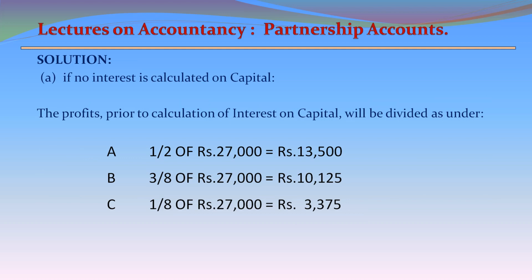Solution: A. If no interest is calculated on capital, the profits prior to calculation of interest on capital will be divided as under: A, 1/2 of 27,000 is 13,500. B, 3/8 of 27,000 is 10,125. C, 1/8 of 27,000 is 3,375 rupees.